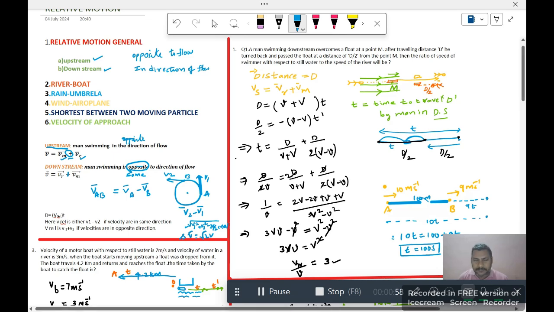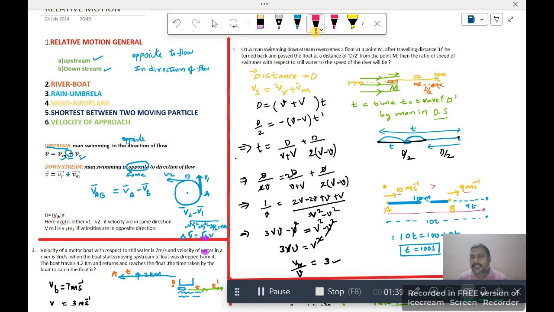In another case of general relative velocity, we see here two particles or two persons at A and at B. A's velocity is 10 meters per second and B's velocity is 9 meters per second. The velocity of A is more than B, so there is a possibility of A meeting B at this point, when VA is greater than VB. If VA is less than VB, it is never possible for A and B to meet.